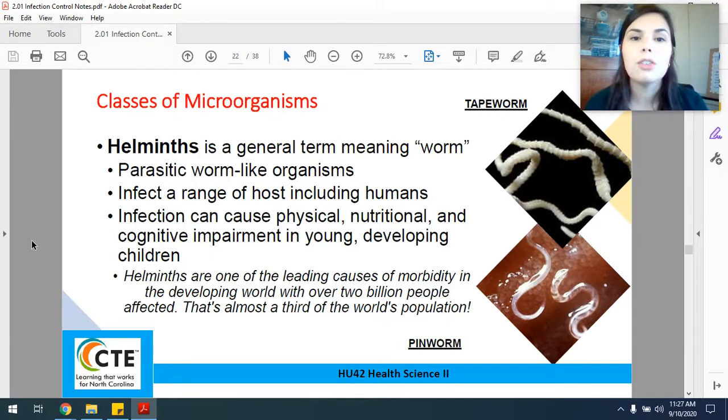They infect a range of hosts, including humans and animals, and infection can cause physical, nutritional, and cognitive impairment in young developing children. Helminths are one of the leading causes of morbidity or death in the developing world, with over 2 billion people affected. That's almost 1/3 of the world's population, which are infected with helminths and do not have access to treat them and eventually lead to death.